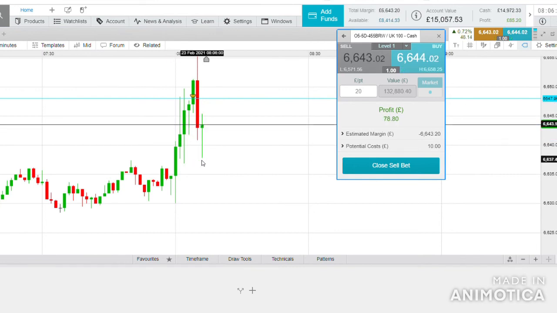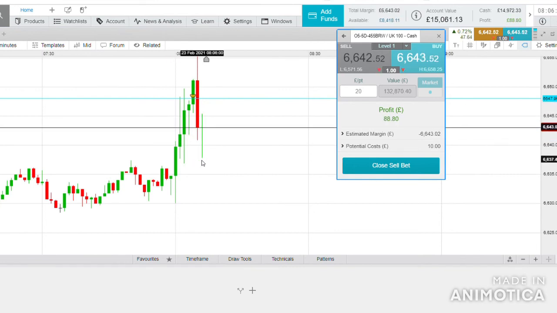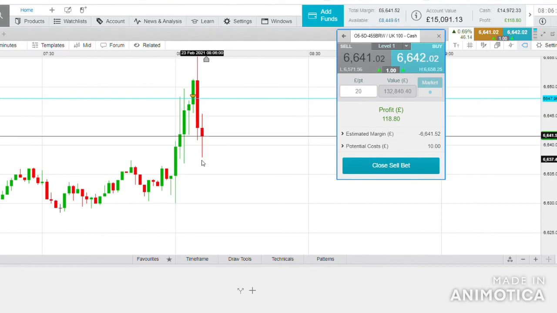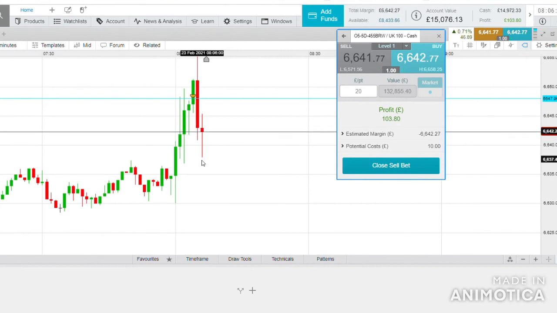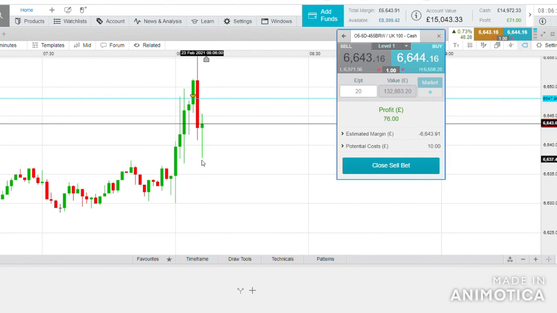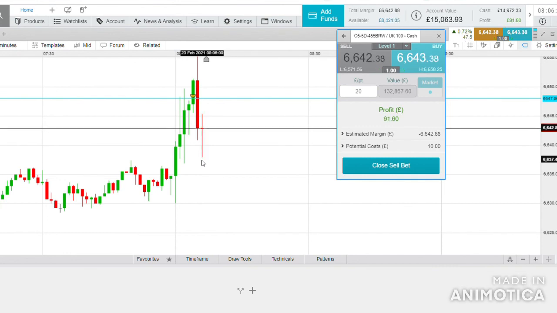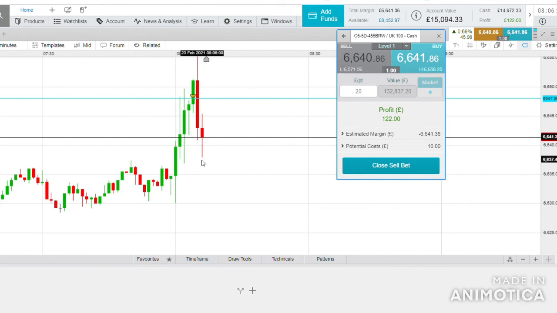Around about this sort of level is maybe where I'd expect to get out, because the price has failed to go much lower than that. But you have to wait and see, and you have to judge it on a case-by-case basis. But approximately where I've left the cursor there.